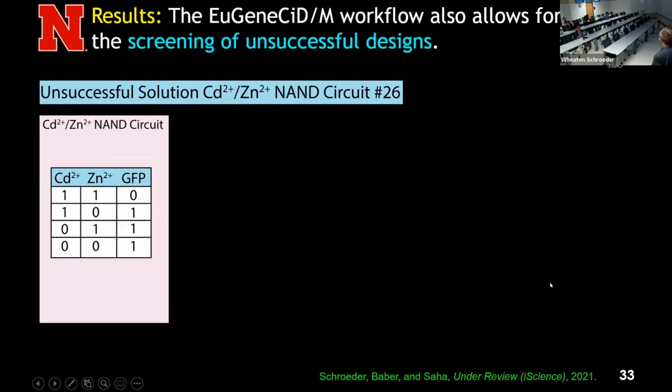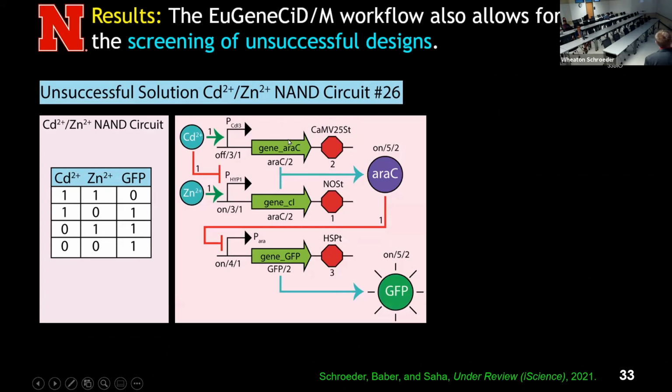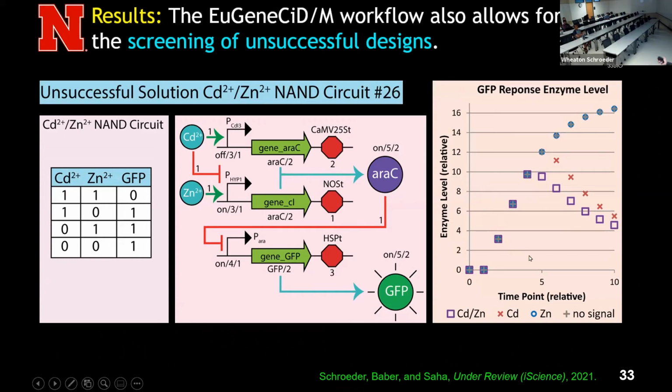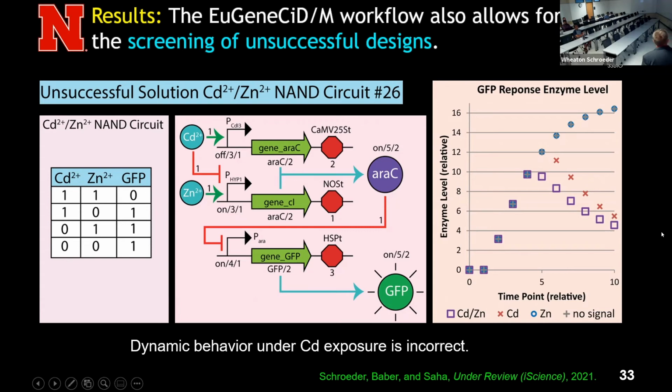Now, part of the point of Eugene Sim is being able to screen our solution designs. So in this particular case, we have a cadmium zinc not and responsive circuit that we wanted to design. And for solution number 26, we saw that we had a 3 triad solution and that the dynamic behavior was not what we wanted it to be. So you can see when we have just cadmium presence, we're going to want to see high GFP expression. However, we see that after about time point 5 here, GFP expression will fall off. So this is one particular solution that we would screen using our Eugene Sim results.